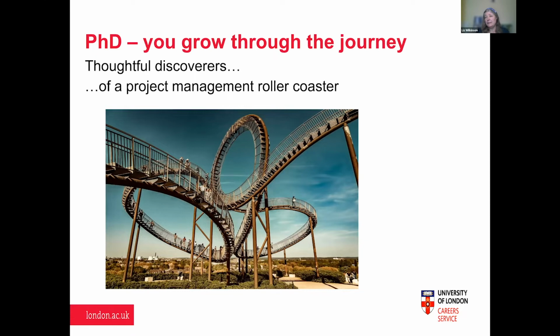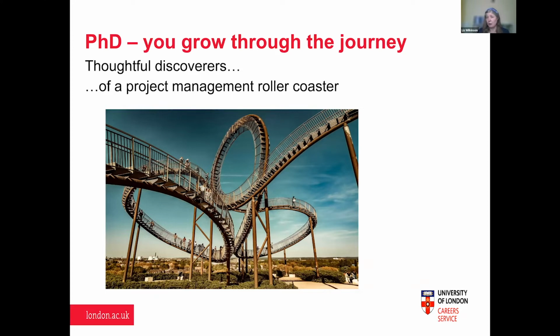And the theme of this session is particularly, why from Claire's first speech, are we being so optimistic and positive about your life chances? And it is because of our perception that you are thoughtful discoverers, that reflective practice, absolutely core to academic research and a PhD, of a project management roller coaster.